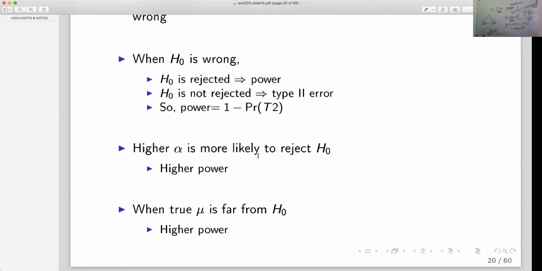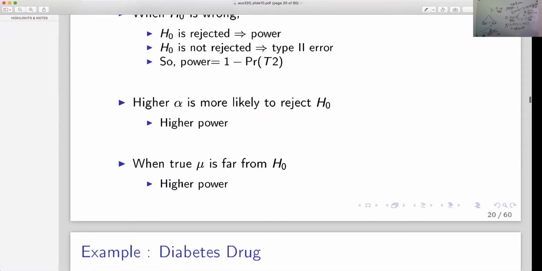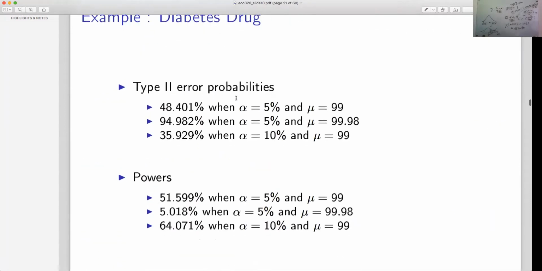So higher alpha, more likely to reject the null, higher power. So alpha and power are positively related, because higher alpha means a smaller type 2 error and power of test increases. And when true mu is far from this, there is higher power. So these are the respective type 2 errors. Based on that, when you have time, please recheck whether that makes sense or not. But once you get type 2 error, power is just subtracting from 1, because 1 minus 48.4 is basically 51.5, and 1 minus 94 point is about that. So if we know type 2 error, power is nothing.